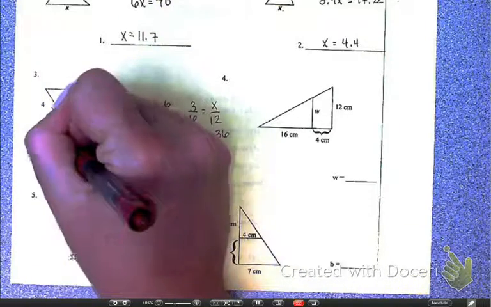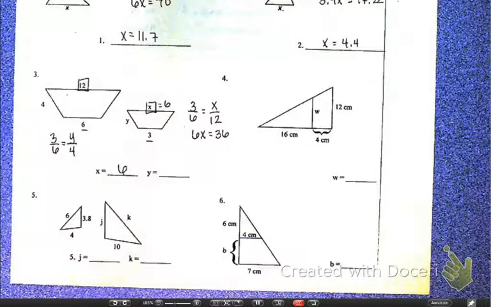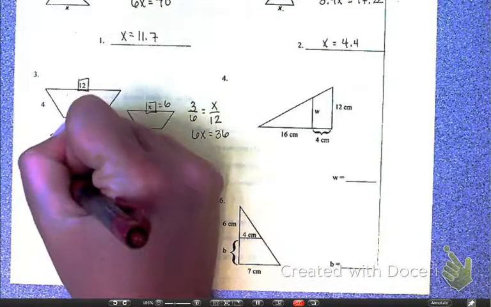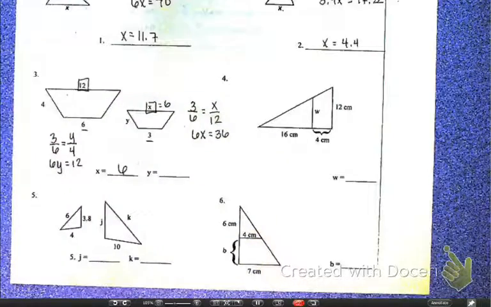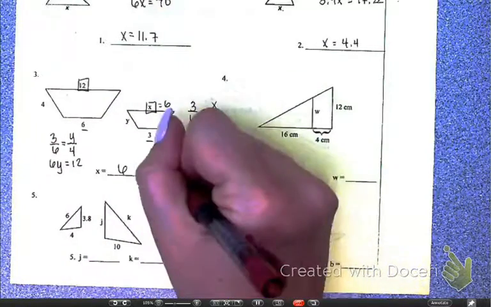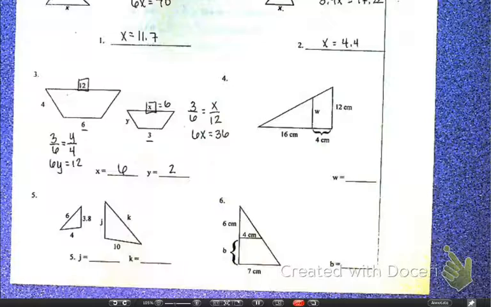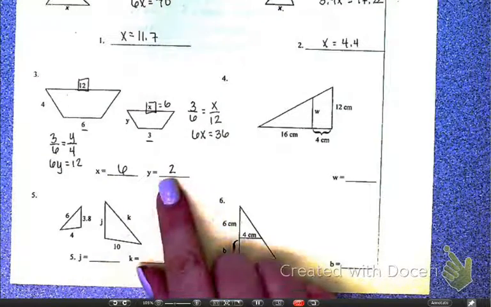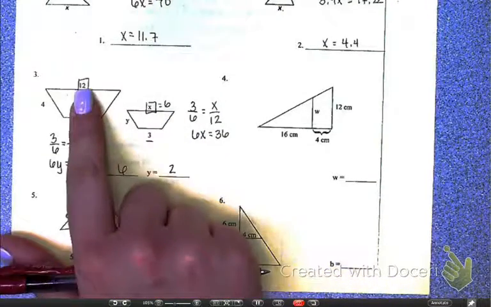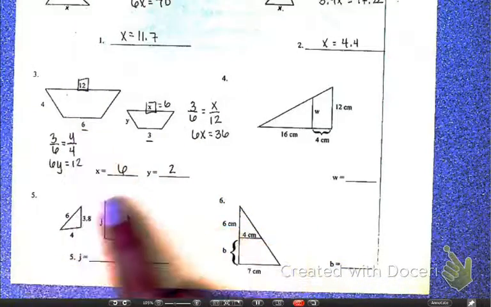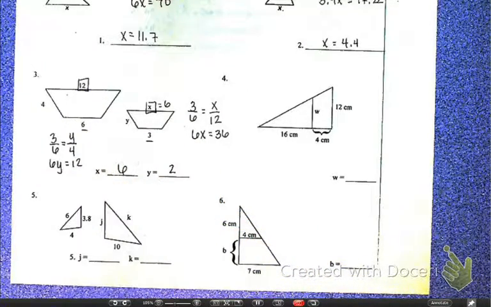Y over 4. Good. So when I cross multiply, I get 6y equals 12, which means y equals 2. Okay, so you told me that 6 over 12 was 1/2. 3 over 6 is 1/2. What's 2 over 4? 1/2, which means the scale factor for each of the sides is the same and is 1/2. That's going to be important as we prove things next week.